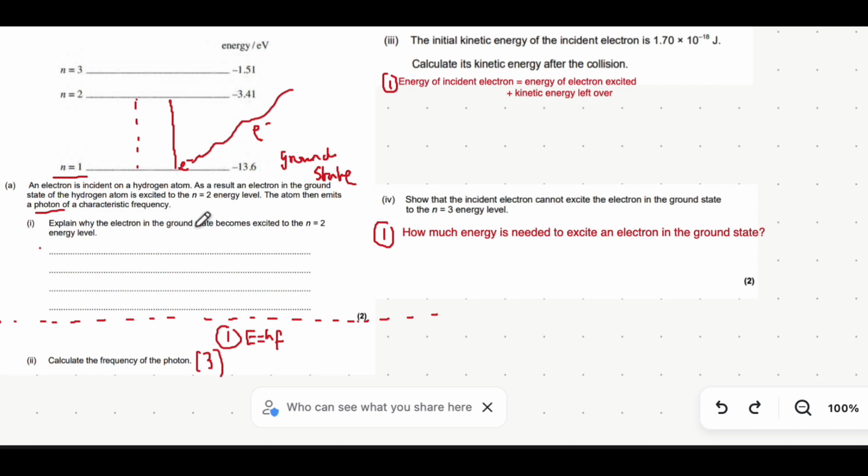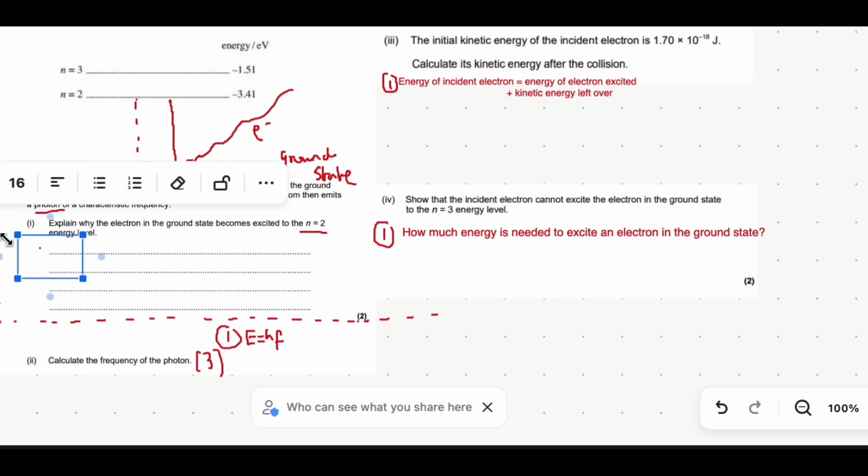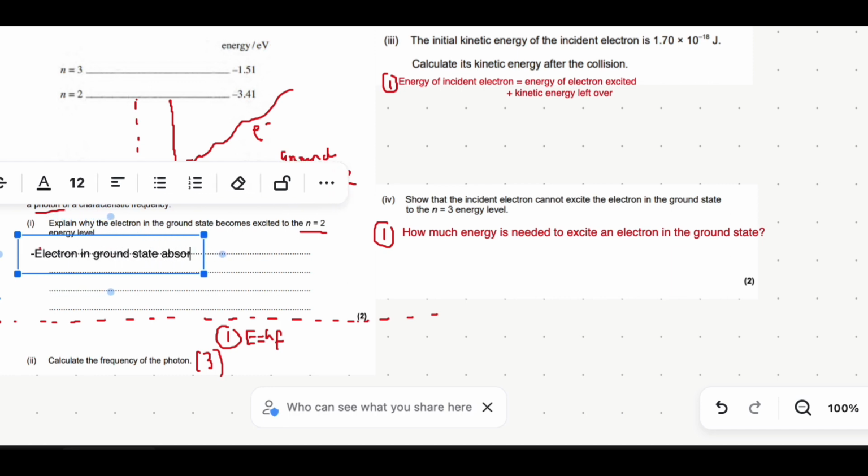Okay, so explain why the electron in the ground state becomes excited to the n equals 2 energy level. Well, this electron becomes excited because it absorbs energy from the incident electron and it uses that energy to excite itself, so to go up an energy level. I just want to write this in text form because I want to summarize everything clearly. So we say that the electron in ground state absorbs energy from incident electron.